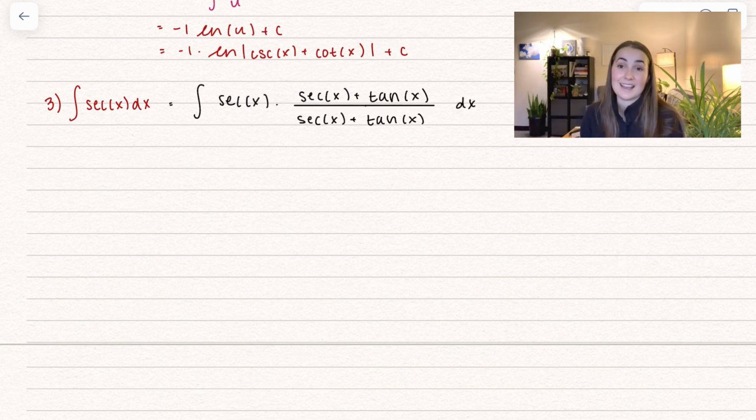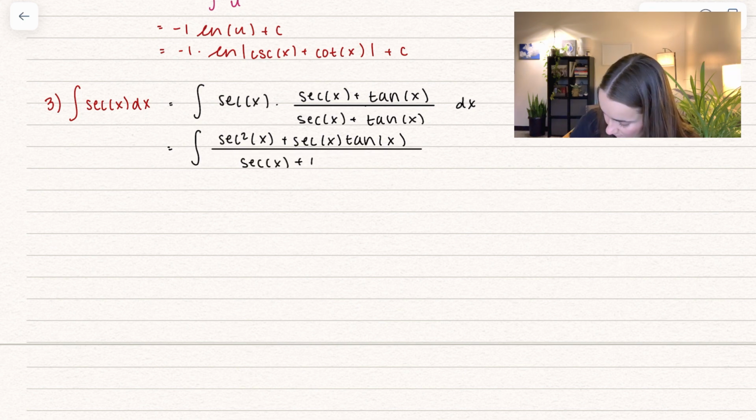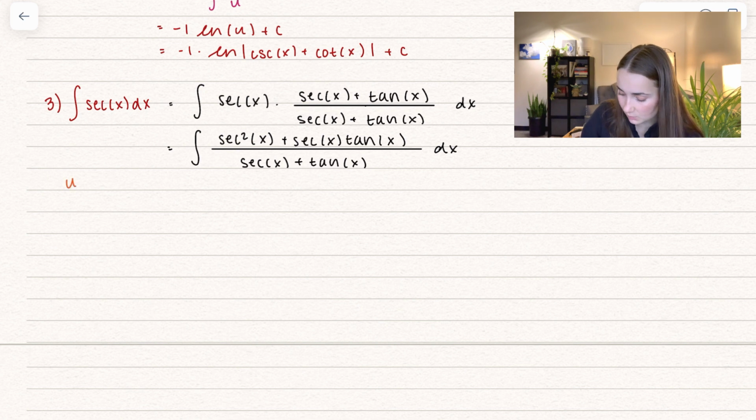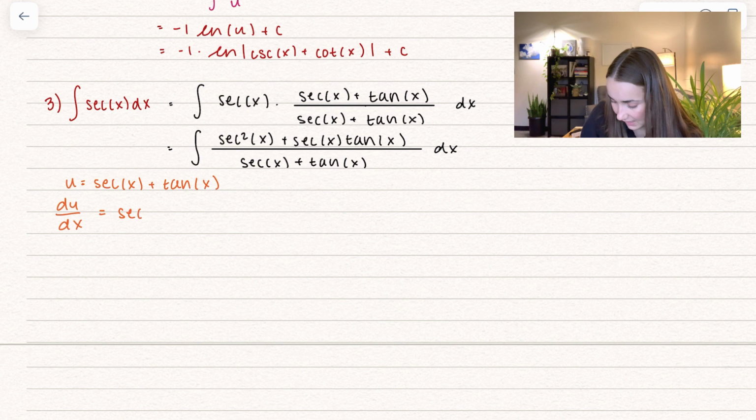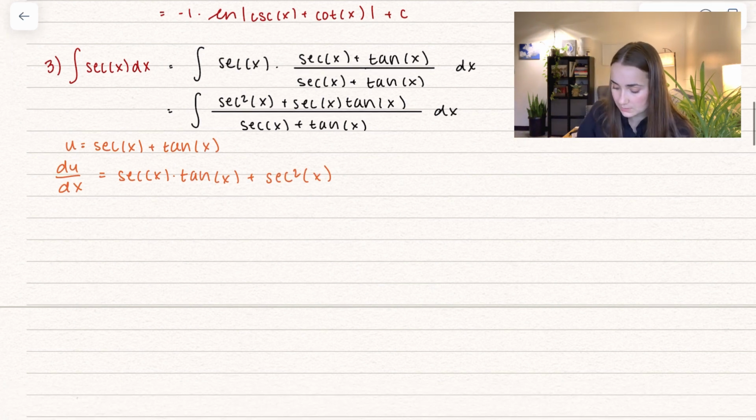And it's going to be for the exact same reason that we saw in the previous problem. So let's go ahead and multiply that out. Just like in the previous problem, we're going to go ahead and set the denominator equal to u. So let's go ahead and take the derivative, in terms of x, of both sides. The derivative of secant is secant of x times tangent of x, and the derivative of tangent is secant squared of x. So we don't have to deal with any negatives this time, but I'm going to go ahead and multiply that dx over and then divide it.